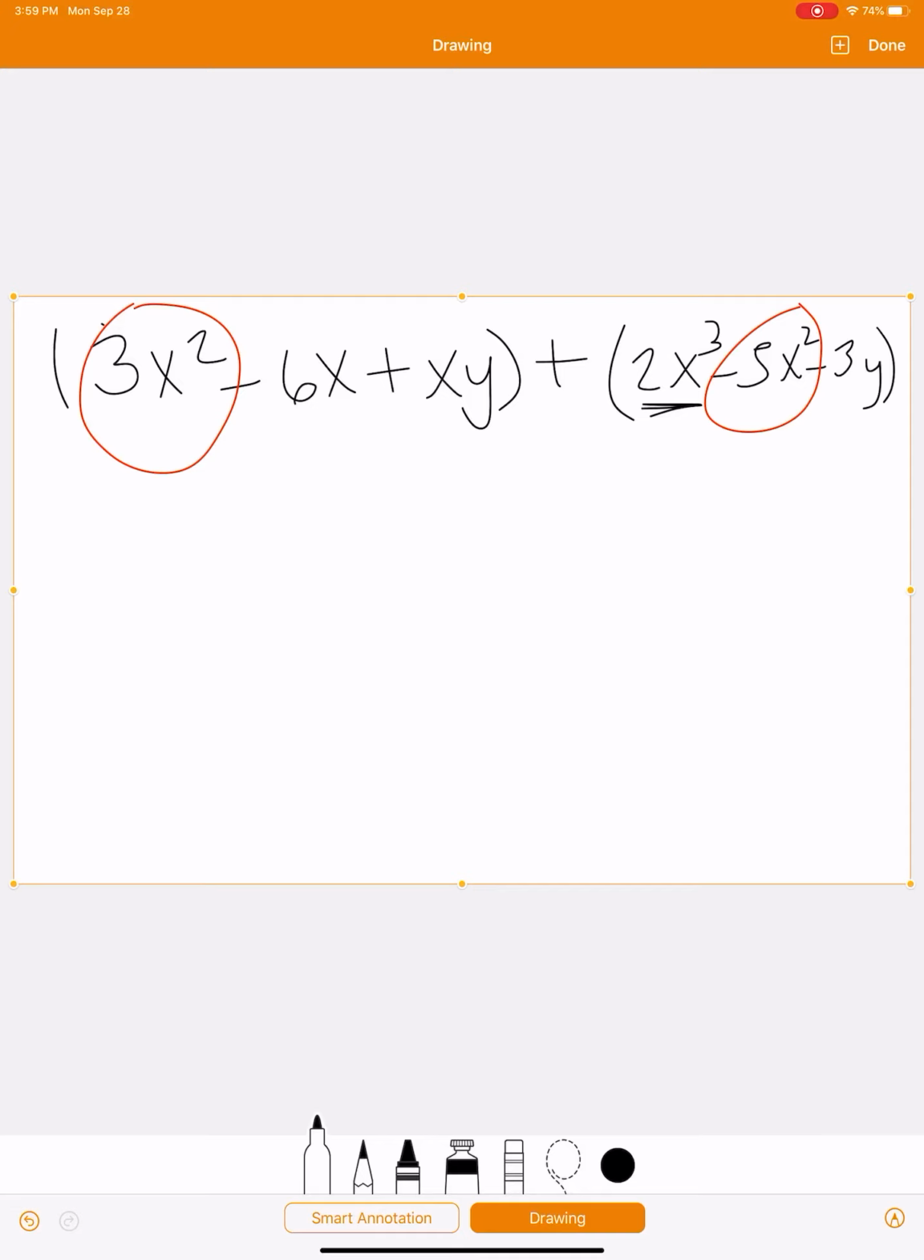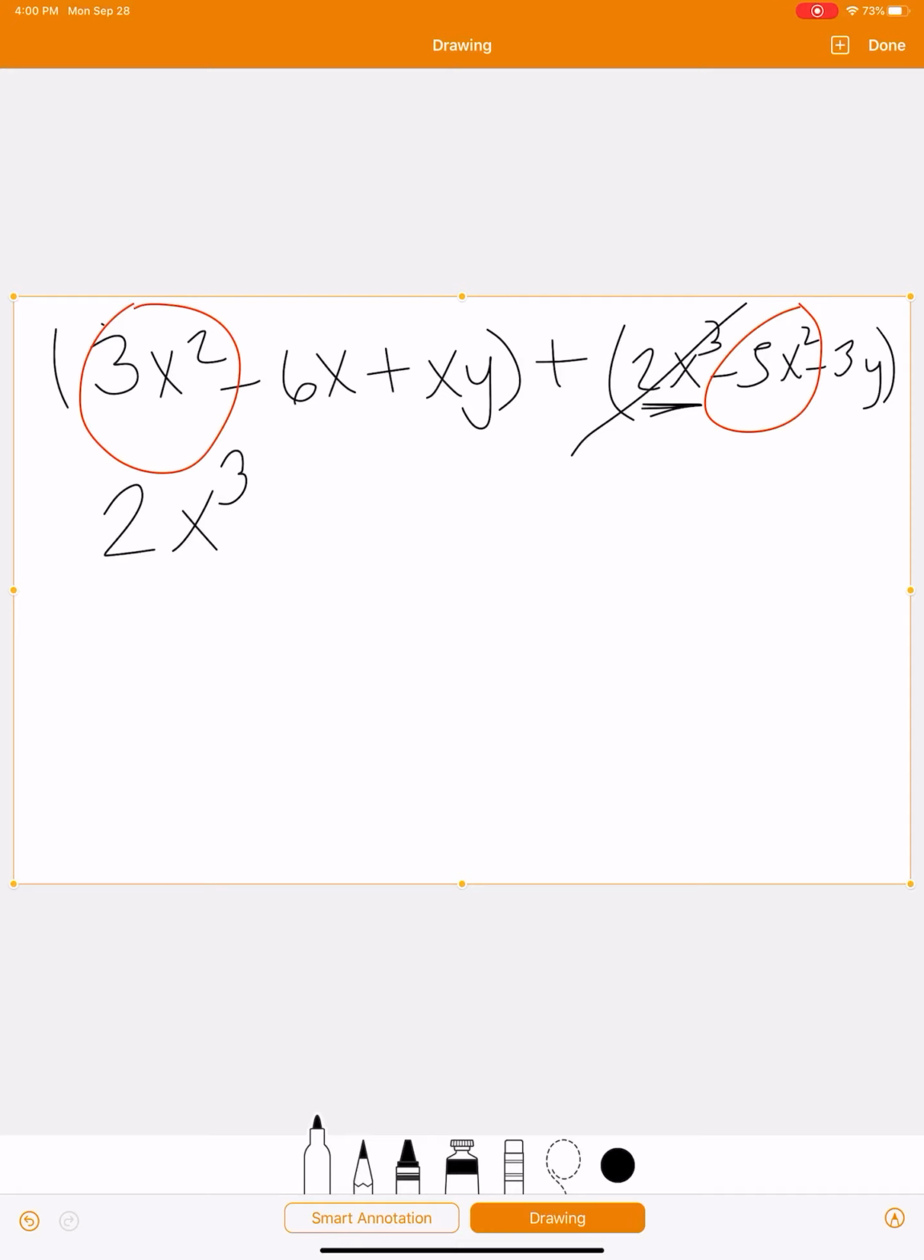And so I'm going to start by writing down my 2x to the third power, because there is nothing that I can combine it with. And something that helps is to cross them off as I use them. The next highest power is x squared now. Here we do have to add. So I have a 3x squared plus a negative 5x squared.